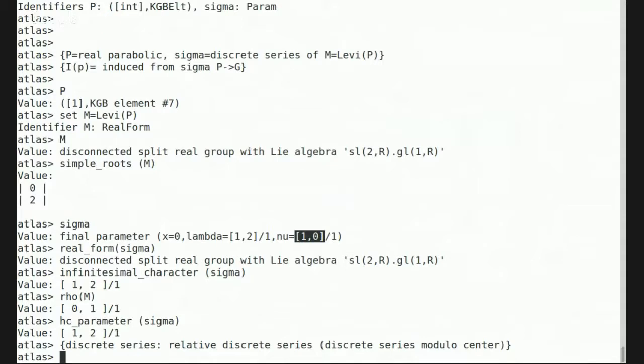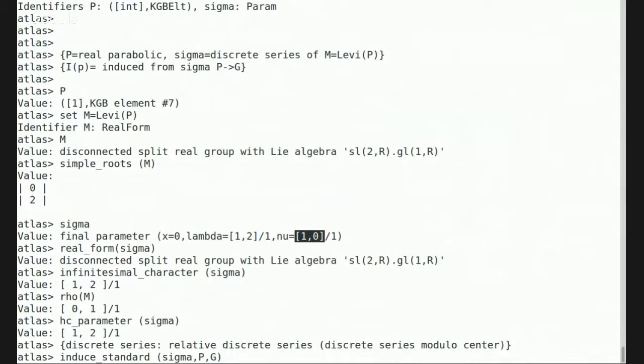All right. So that says that this parameter that we're talking about is induced from this Levy factor, and the software knows about induction. So what you can do is you can say induce, I believe, standard. I want to induce the representation sigma from P up to G. Okay.